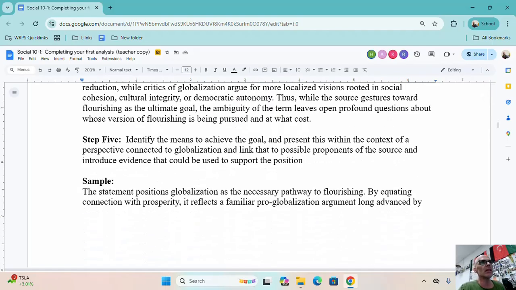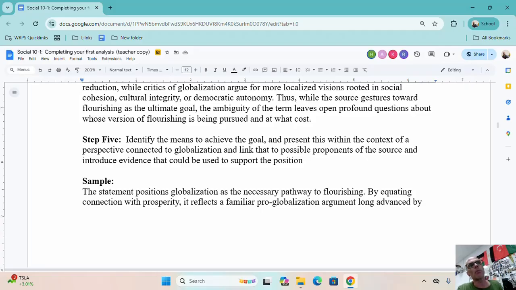Step 5, identify the means to achieve the goal. We've already done that, so some of these things just get checked off. We talked about how globalization, connecting with others, is the means to achieve the goal of flourishing. So here's the statement. The statement positions globalization, or it offers globalization, as the necessary pathway or vehicle to flourishing by equating connection or connectivity with prosperity.